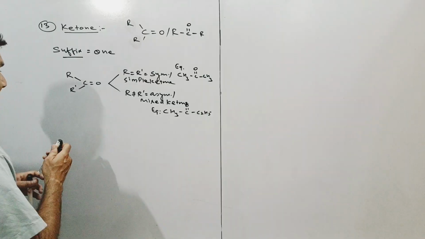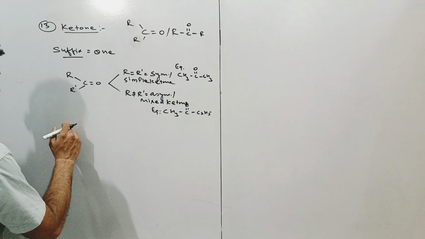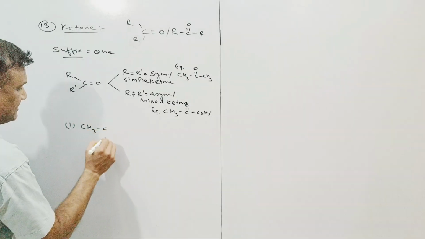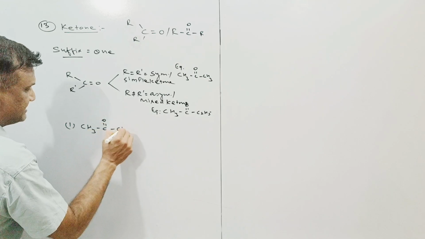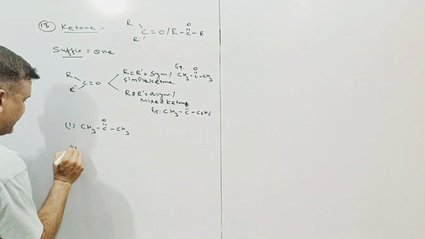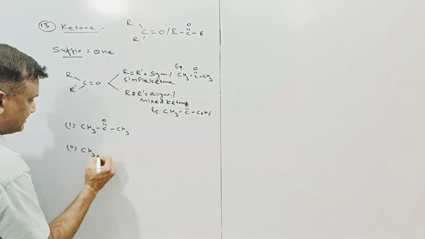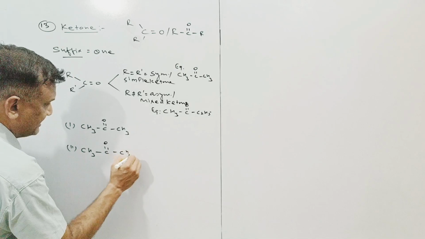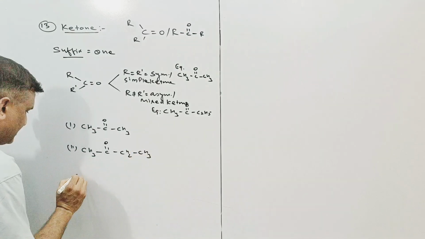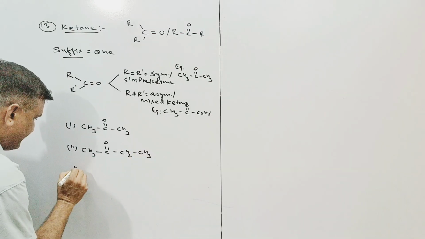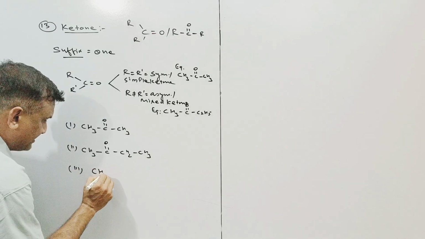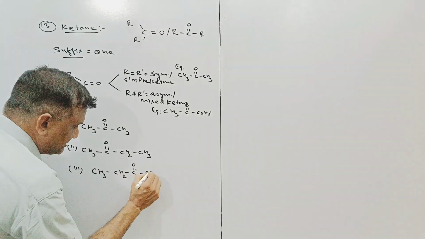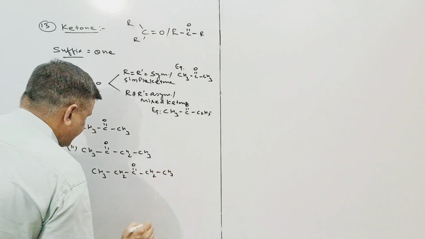If we go with examples as practice, then we can take the first compound as it is. This is the CH3, this is your CO, this is the CH3. Second compound we can take CH3, CO, CH2, CH3. You can take the third compound as CH3, CH2, CO, CH2, and this is the CH3.